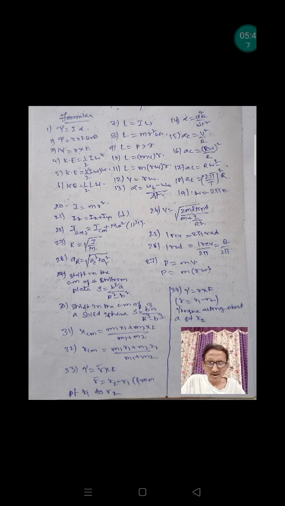Now coming to formula number 20, I is equal to m r square. Moment of inertia is the product of the mass of the body and the square of the distance.